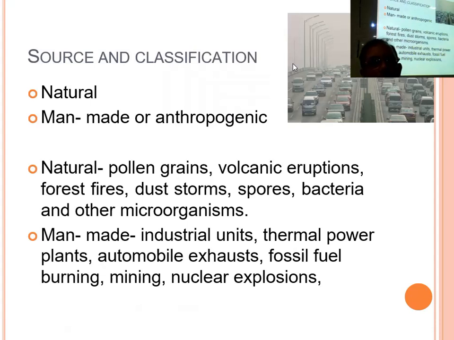And now the source and classification of different pollutants. Natural and man-made. Natural: pollen grains, volcanic eruption, forest fire, dust storms. You can read out yourself.